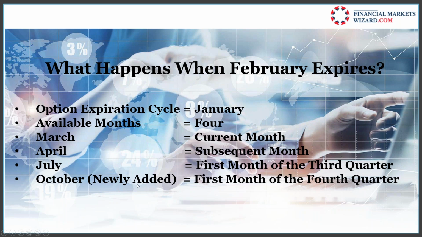So knowing in advance which month will be added, let's say February is expiring and today is Friday, you know that on Monday you will see October listed. In case you need to know in advance so that you can adopt whatever strategy you have, you know which month will be added in advance, October. So that's the reason you need to know the option expiration cycle. October will be added when February expires. Okay, so I took you from the beginning, January, then January expired, then February expired.